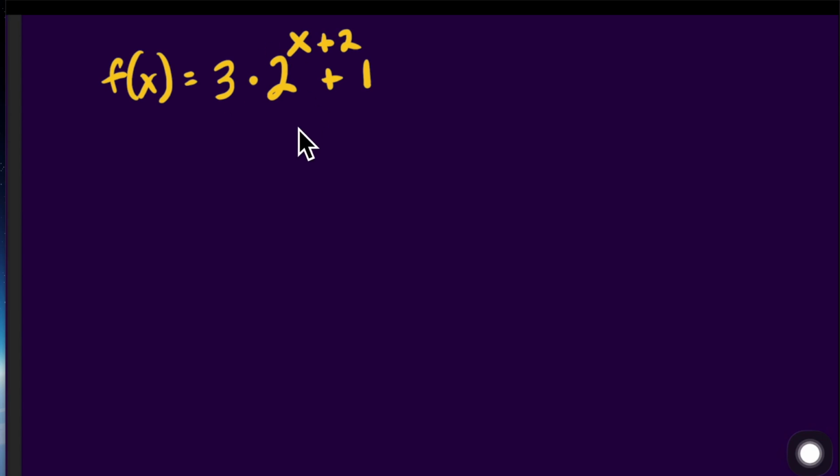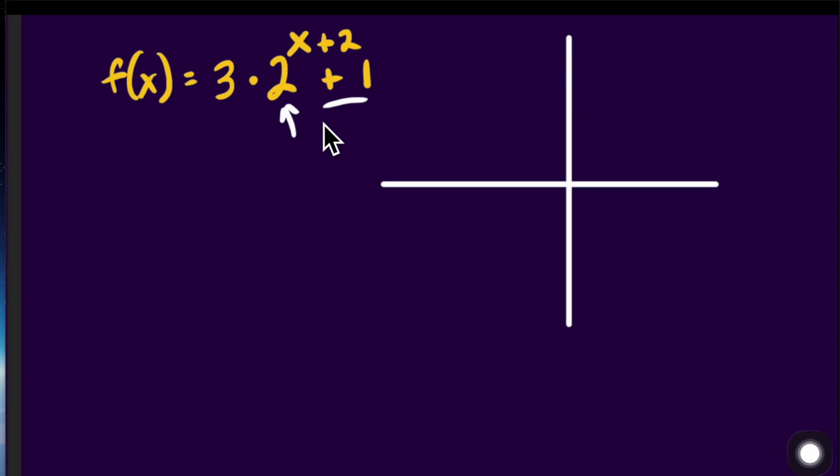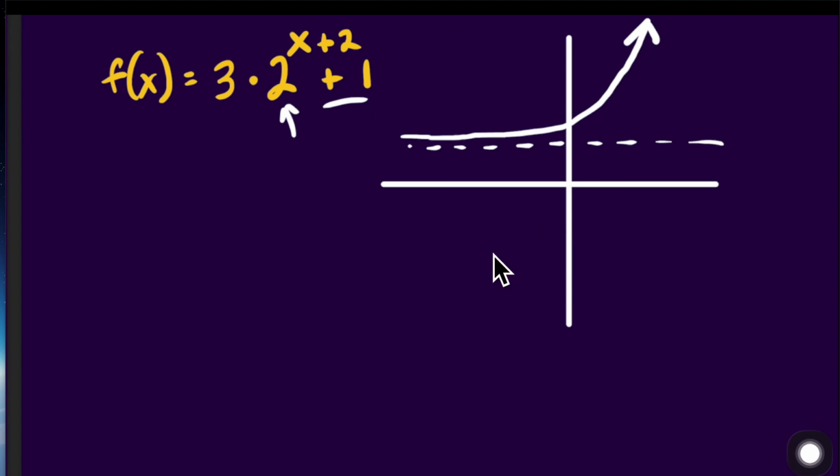So the way I've talked about doing this previously is first to discuss the intuition. So this is a growth function, and here's your horizontal asymptote. So the first thing to do is graph the horizontal asymptote at y equals positive 1, and because this is a positive out in front, you know that the graph is going to start above the horizontal asymptote, and as you move left to right, it's going to go away from the horizontal asymptote. So this is the rough intuition of the graph.